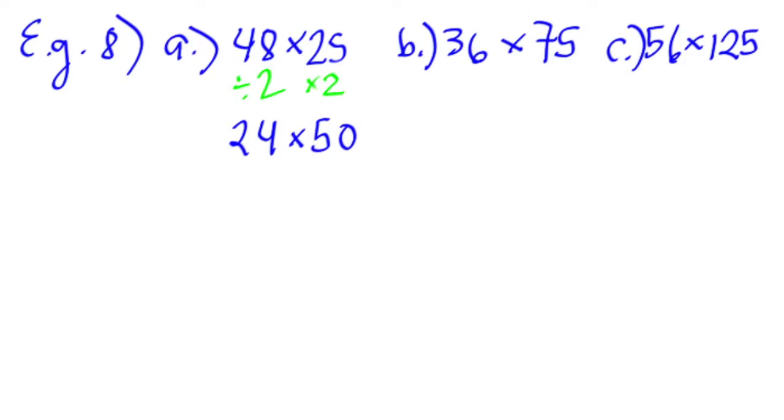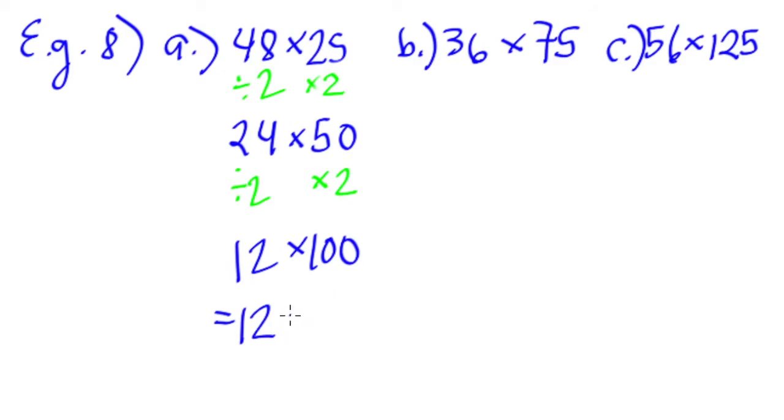So let's continue. We'll divide this again by 2 and multiply this by 2. Doubling and halving. So this becomes 12, this becomes 100, and voila, this is going to be easy as 1,200. Okay, 1,200.